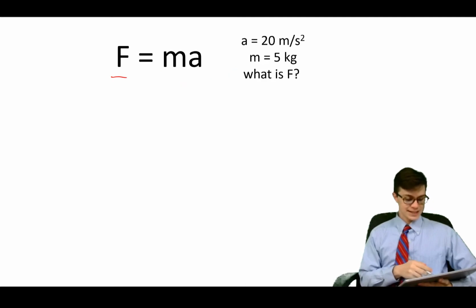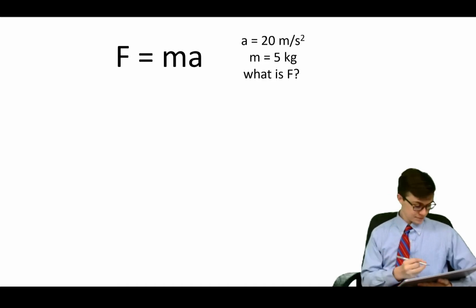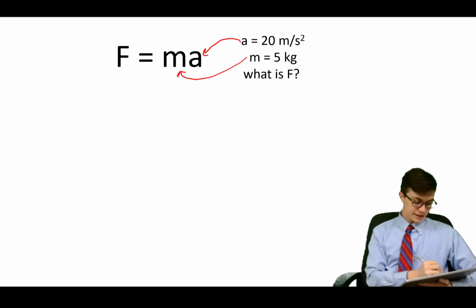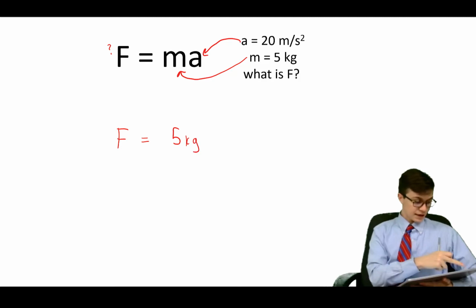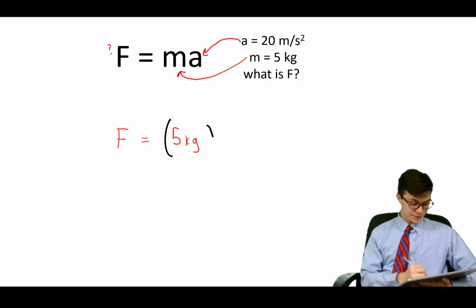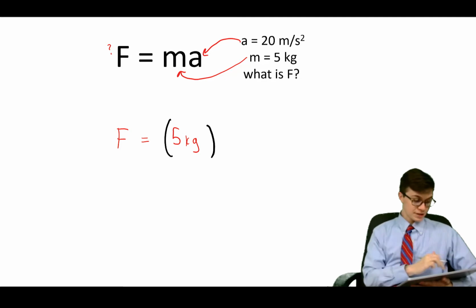But I don't have a force, and that's actually okay because this problem wants me to figure it out. What is the force? So I need to solve for it. It is my variable. So I have an equation with one variable, and I can deal with that. So let's just plug that in there, and then figure this out. The force is going to be equal to the mass, which is 5 kilograms. And that 5 kilograms is going to be multiplied by the acceleration, which was 20 meters per second squared.